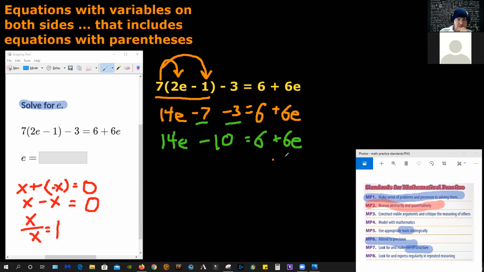If I were to take away 6e from both sides, because of our abstract rule that we were just talking about, these would make a 0, which is what I want. I want to get them over to the left side. And then if I were to add 10 to both sides, that means that these would cancel out, leaving me with an equal sign. 14e minus 6e would be 8e. And then 6 plus 10 would be 16.